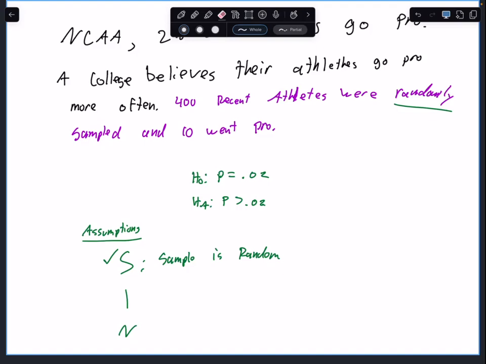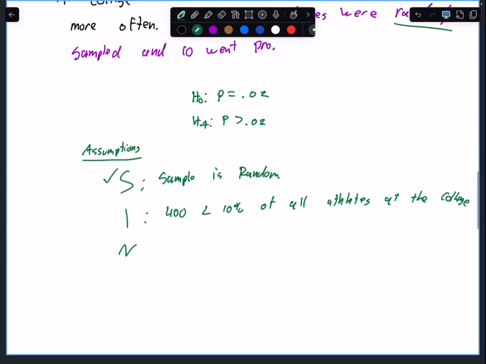Independence. Okay, well, 400 is definitely less than 10% of all athletes at the college. There's definitely more than 400. There's 4,000. There's definitely more than 4,000 college athletes that have ever gone through the school system. Check.